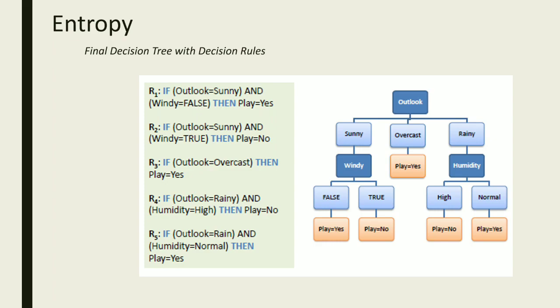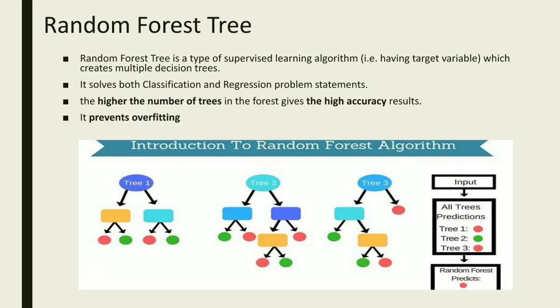That is recursive feature engineering. It actually tells the weightage of each and every feature that you are using in your particular data set. I have discussed the random forest tree. The higher the number of trees in the forest, the more the accuracy. This is one of the algorithms which helps decision tree to overcome the problem of overfitting. Random forest tree is again one type of supervised learning algorithm which has some target variables and which creates multiple decision trees.